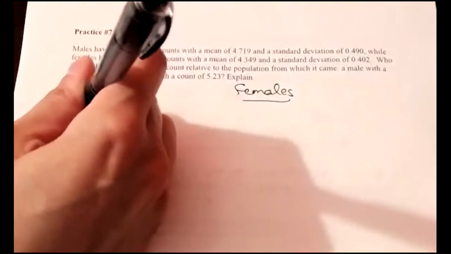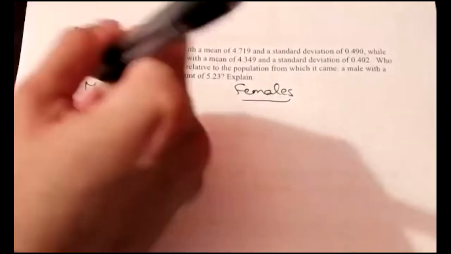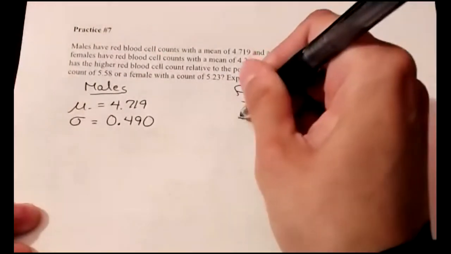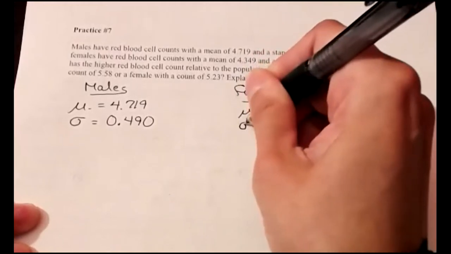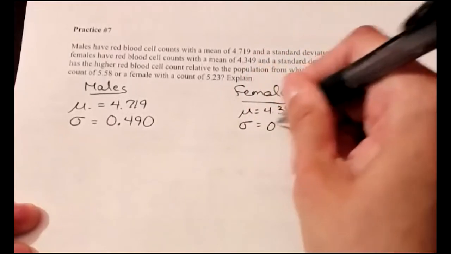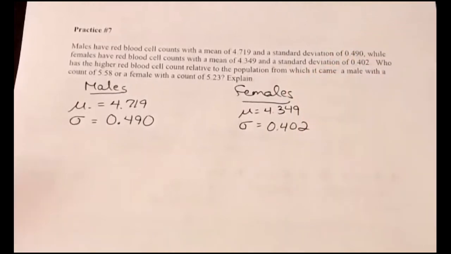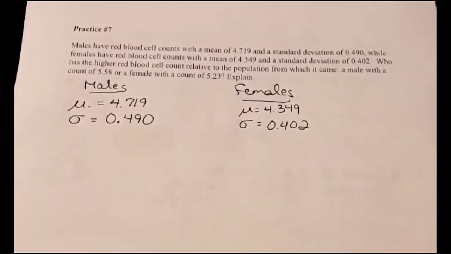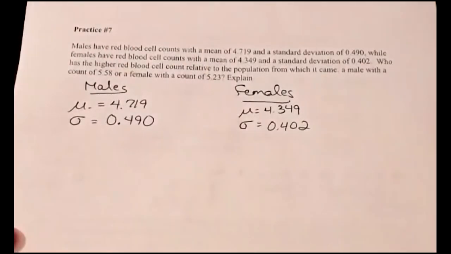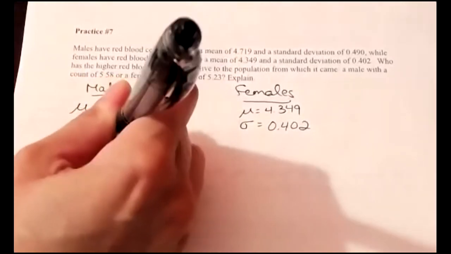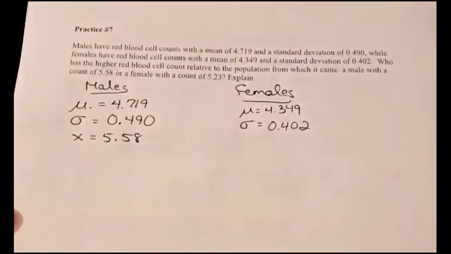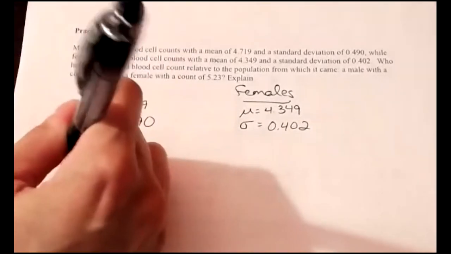And it has a standard deviation of 0.490, while females have a mean of 4.349 and a standard deviation of 0.402. So we want to know who has a higher red blood cell count relative to their population. So we'll start with the male, who has a count of 5.58. So we're using that as our raw data value. Remember, it's for a specific male. So we're going to calculate his Z-score.